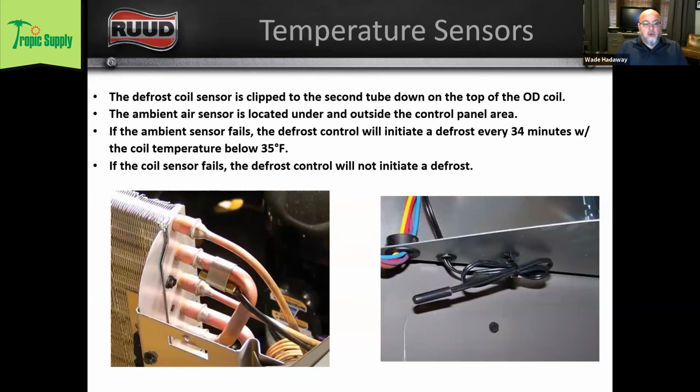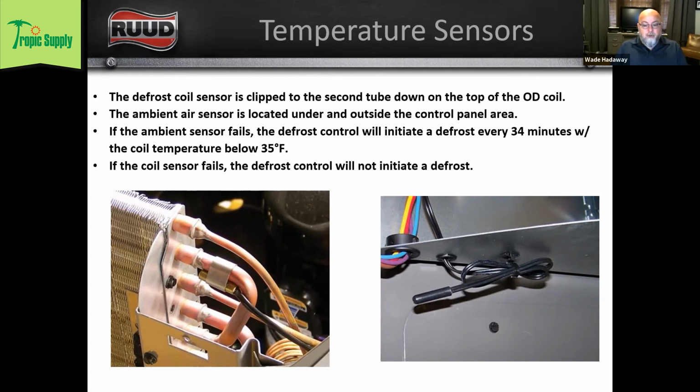So your temp sensors. The defrost coil sensor is clipped to the second tube down on the top of the outdoor coil. You can see it in the picture here on the lower left. The ambient air sensor is located under the control panel.